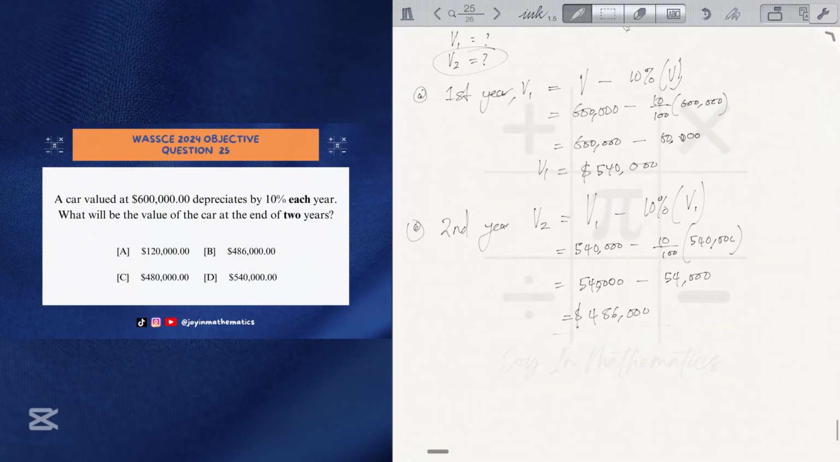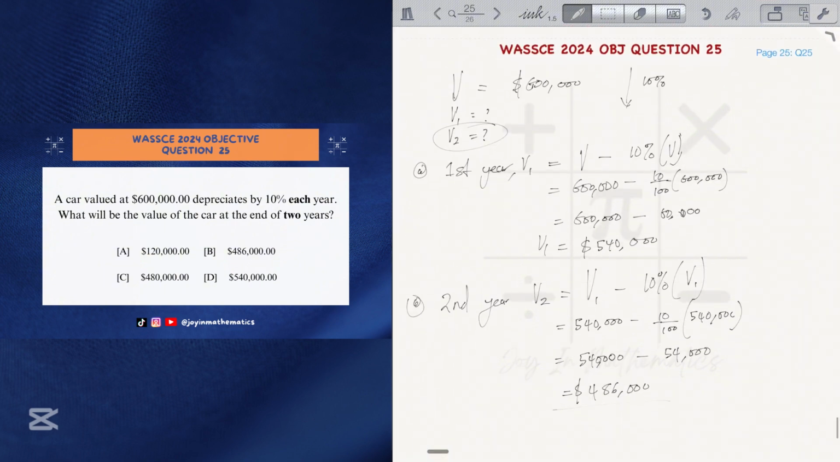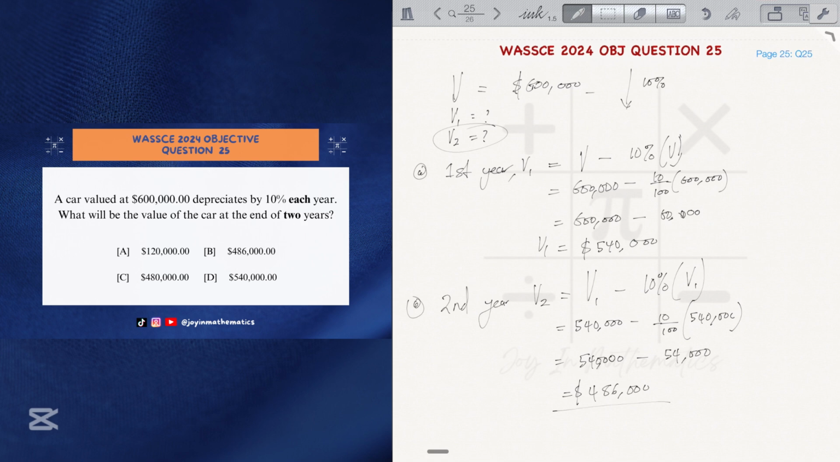Now let's take a quick recap. The car initial value is 600,000. It is depreciated 10% every year. So at the end of the first year, we'll have it depreciated to this value, 540. At the end of the second year, depreciated to 486, which is equivalent to option B.